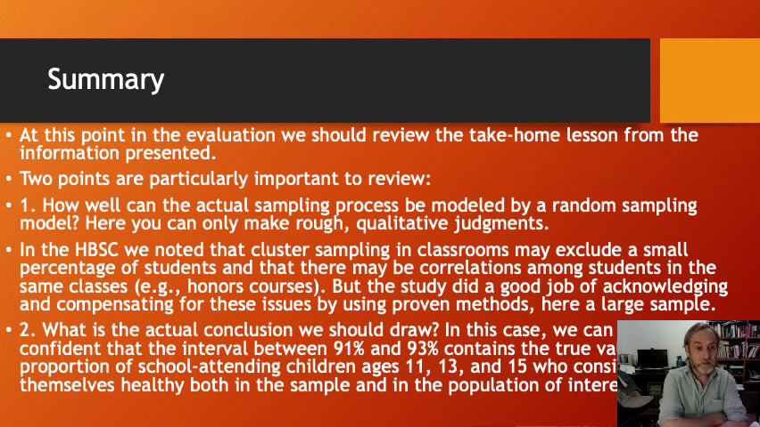And then you want to ask yourself, what's the actual conclusion we should draw? In this case, we can be confident. The margin of error is very small, between 91 and 93%. That interval does contain the actual value of the proportion of school attending children ages 11, 13, and 15 who would consider themselves healthy, both in the sample and in the population of interest. So, a fairly specific conclusion. But that's all they show. That doesn't tell us necessarily anything about 10-year-olds or 17-year-olds and so on.